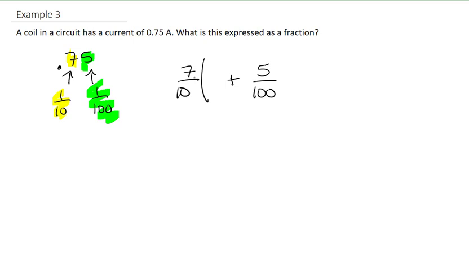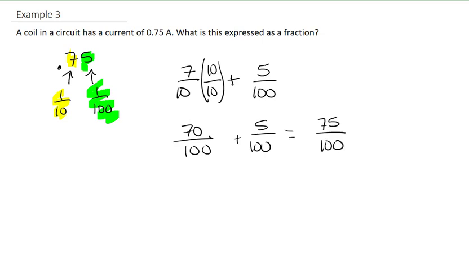So in order to get to 100, the first number needs to be multiplied by 10 over 10. So now we can go ahead and multiply this out. 7 times 10 is 70. 10 times 10 is 100. Plus 5 over 100. So we're left with 75 over 100. Now we need to go ahead and divide. So we can see that the 75 and 100 are both divisible by 5.